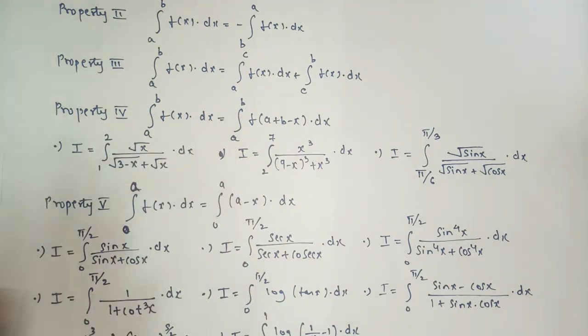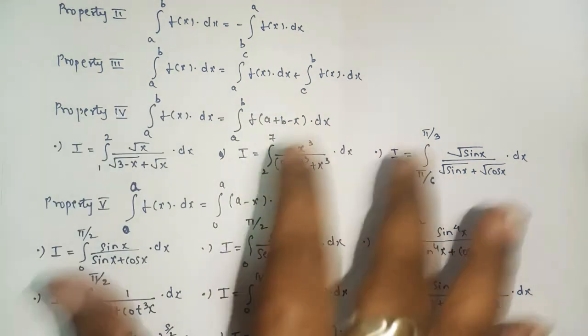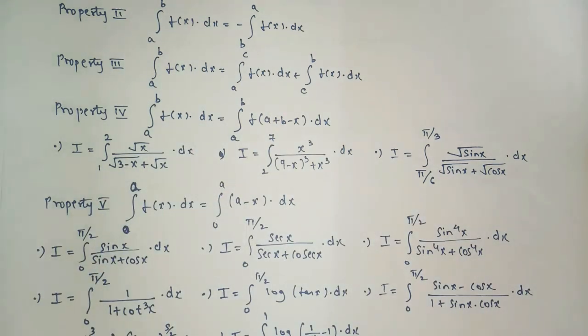Okay, so we are left with the last part of the definite integral, that is sums based on the definite integral properties. Okay, so in the next lecture we're going to do these sums and we'll try to finish all the sums based on these properties. Okay, and in the next lecture we'll try to complete this chapter.